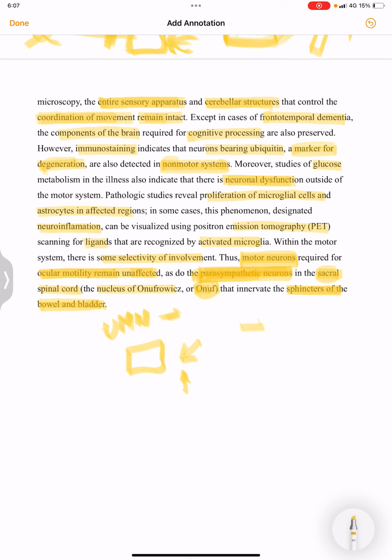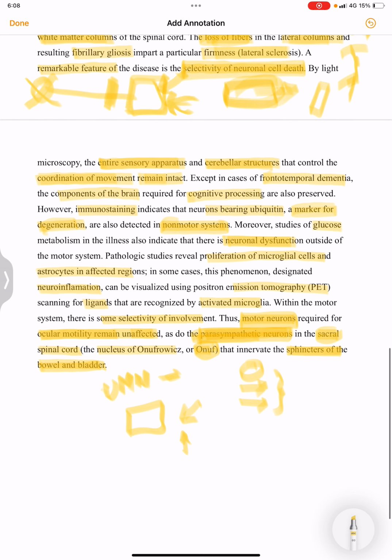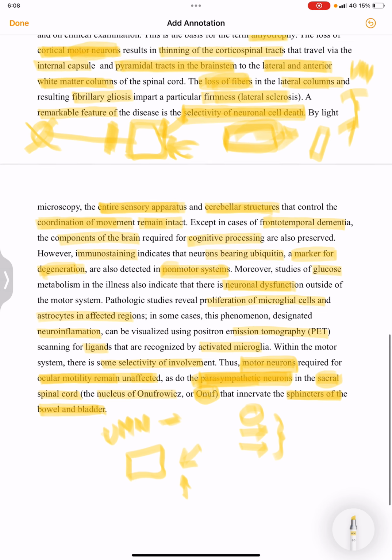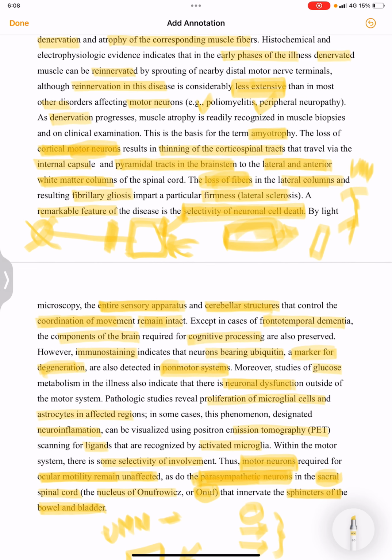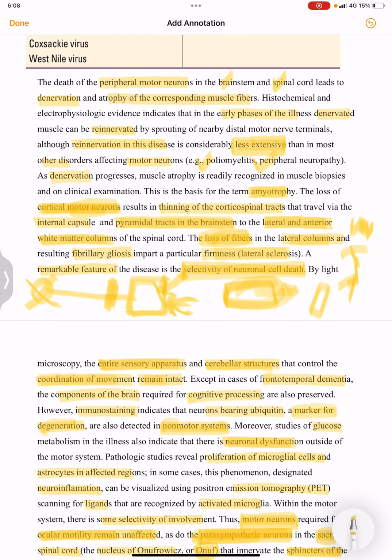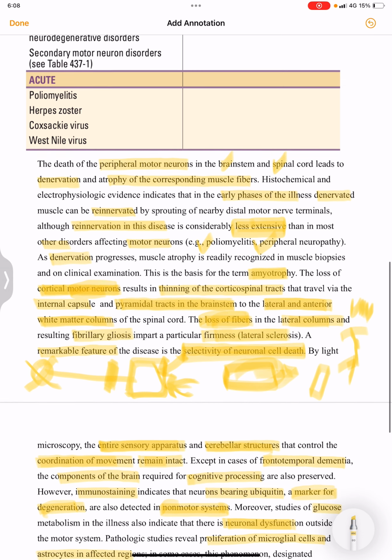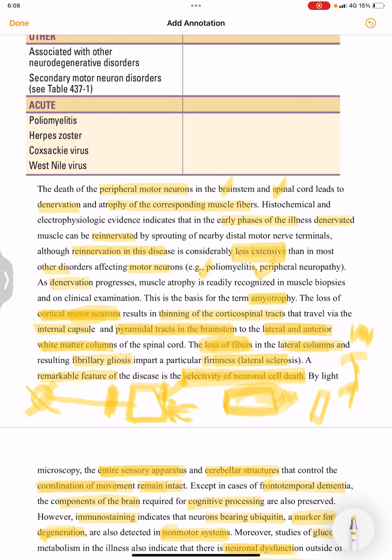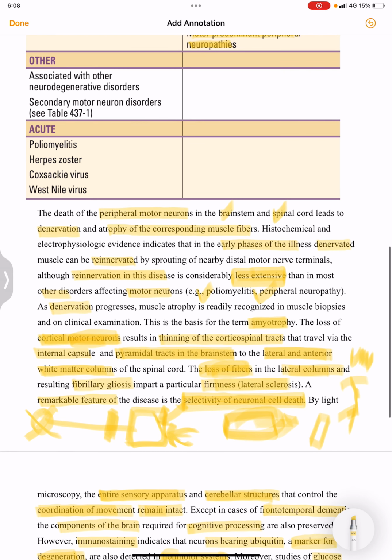There is proliferation of microglial cells and astrocytes with death of the motor neurons. This is called neuroinflammation, and ubiquitin is a marker for neurodegeneration. The muscles undergo atrophy, so this is amyotrophy. There is a particular firmness, called lateral sclerosis. A remarkable feature of this disease is selectivity of the neuronal cell death. Reinnervation in this disease is less extensive, whereas reinnervation in other disorders like poliomyelitis and peripheral neuropathy is extensive.